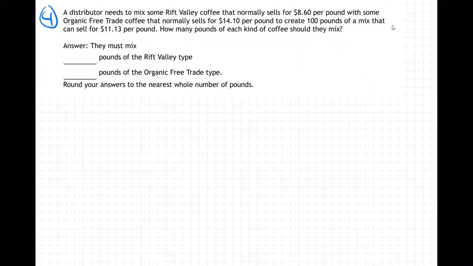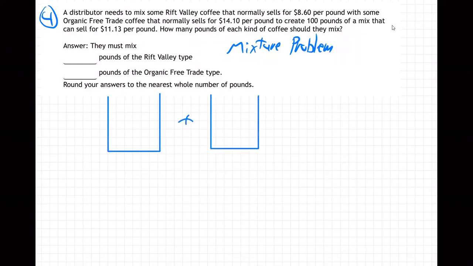Okay, so this is a mixture problem, clearly. And so how do we handle a mixture problem? Well, I'm going to do pretty much the traditional mixture problem method. And here it is. You make three buckets or beakers, because you're adding two buckets or beakers together to equal the final product.